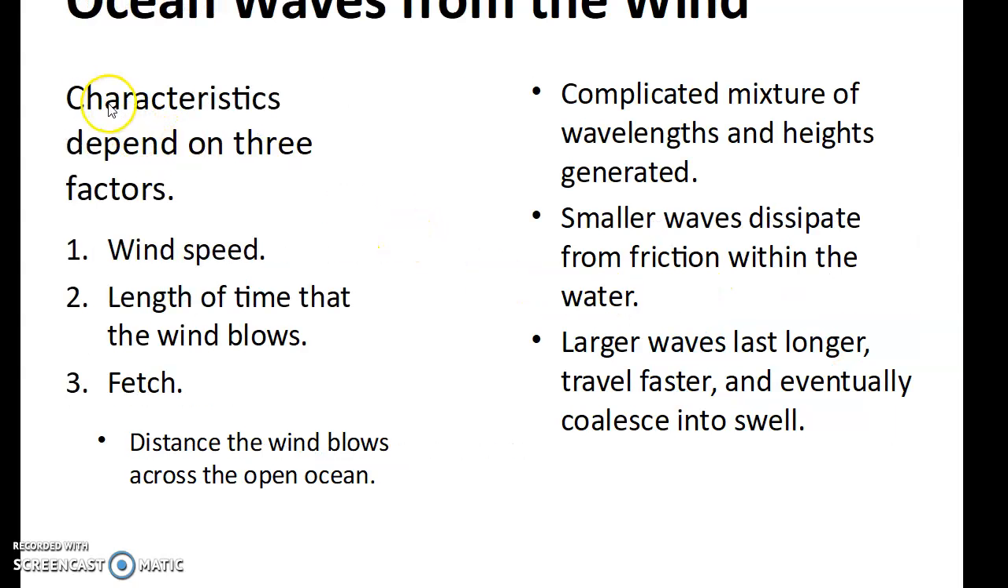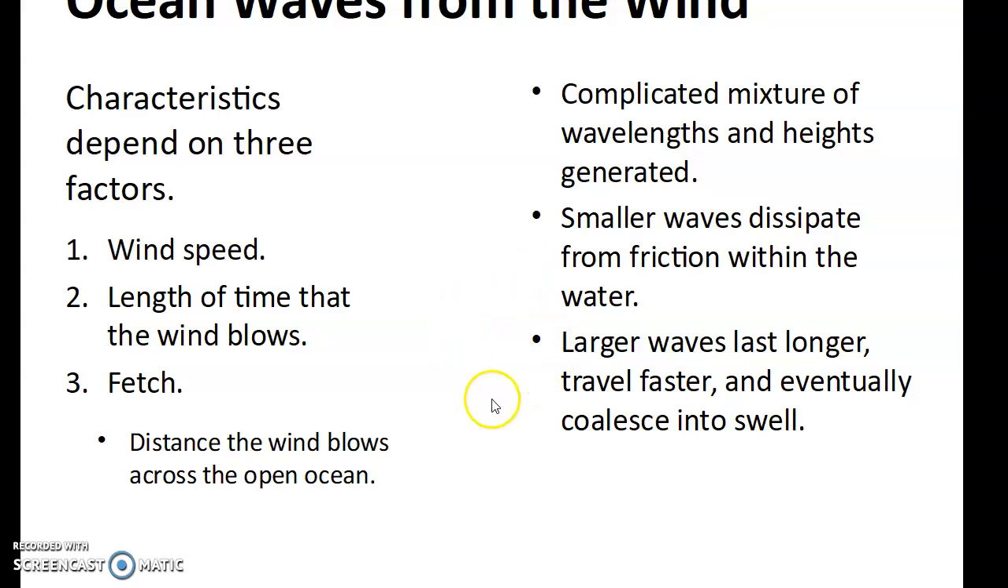Ocean waves depend on the wind speed, the length of the time that the wind blows, and the fetch, which is the distance the wind blows across the open ocean. So if you have a small pond, you're not going to get very big waves. The bigger the area of water, the higher the fetch, right? Complicated mixture of wavelengths and heights generated. Smaller waves dissipate from friction.